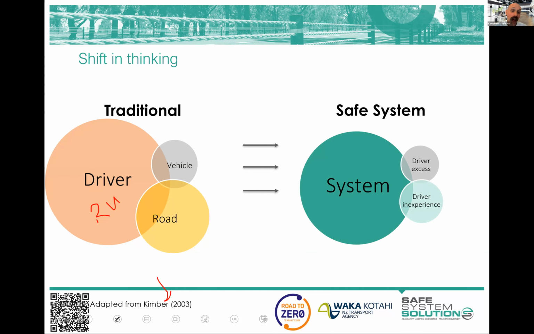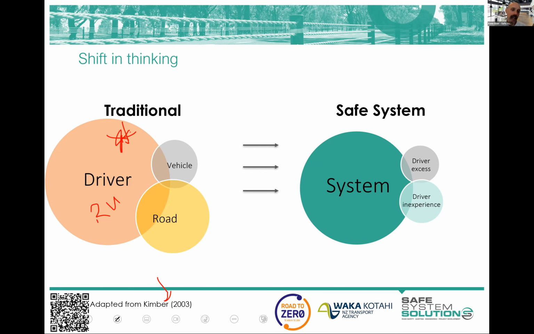Okay, changing the human is probably one of the hardest things we've got to do. Changing the infrastructure so that that crash either couldn't have happened in the first place, or when it did, the energies were lower, right? That's changing the system. And even though, yes, the driver will continue to make that mistake, it's not going to result in death or serious injury. So that's how we need to reshape our thinking.